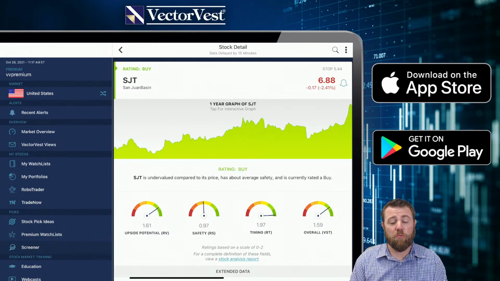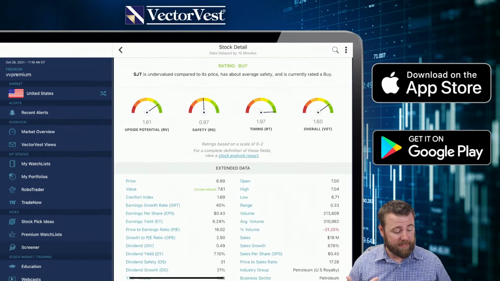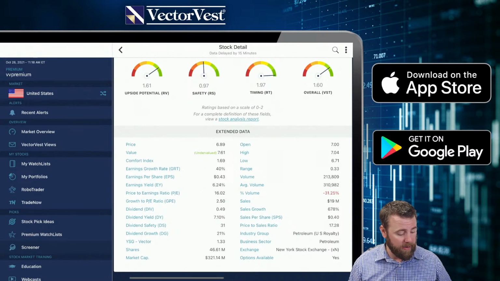So these are going to be your more volatile stocks, your momentum plays, those types of stocks. That's what you're going to find in the aggressive category. So SJT, San Juan Basin. Great long-term potential, but does have a little bit more risk involved with it. Look at that timing, 1.97. This thing is skyrocketing, parabolic moves right now. Overall, the stock is definitely favorable. If we come down here, even with that parabolic move, the stock is still undervalued. Looking here, it even pays a dividend. Best of both worlds right there.